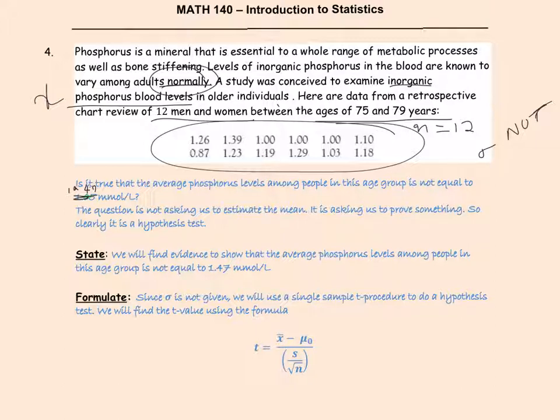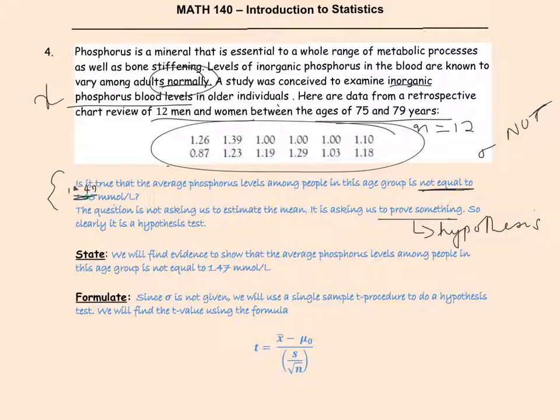Now let's read the question, and this is the question. It says, is it true that the average phosphorus levels among people in this age group is not equal to 1.47 millimoles per liter? So the question here is not asking us to estimate the mean, it is asking us to prove something. The minute we have to prove something, what we need to do is a hypothesis test. And since sigma is not given, we'll be doing a hypothesis test using a T procedure.